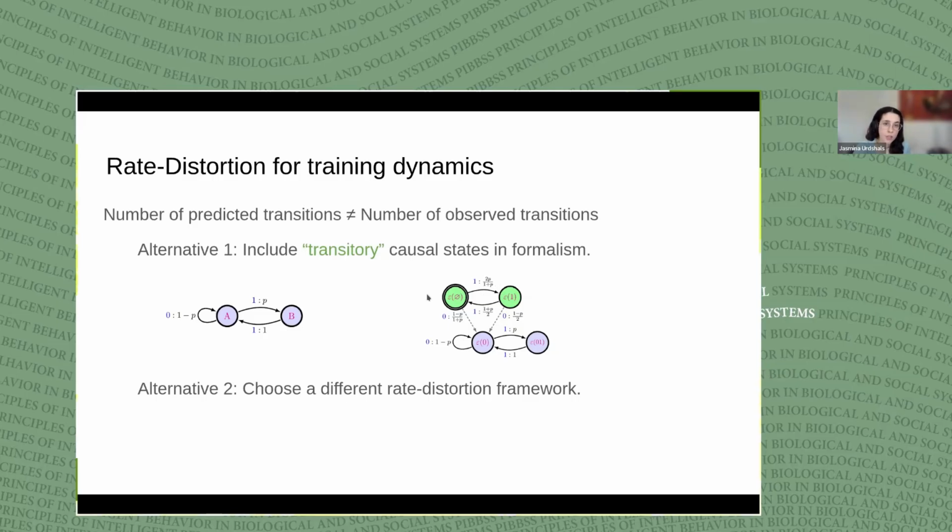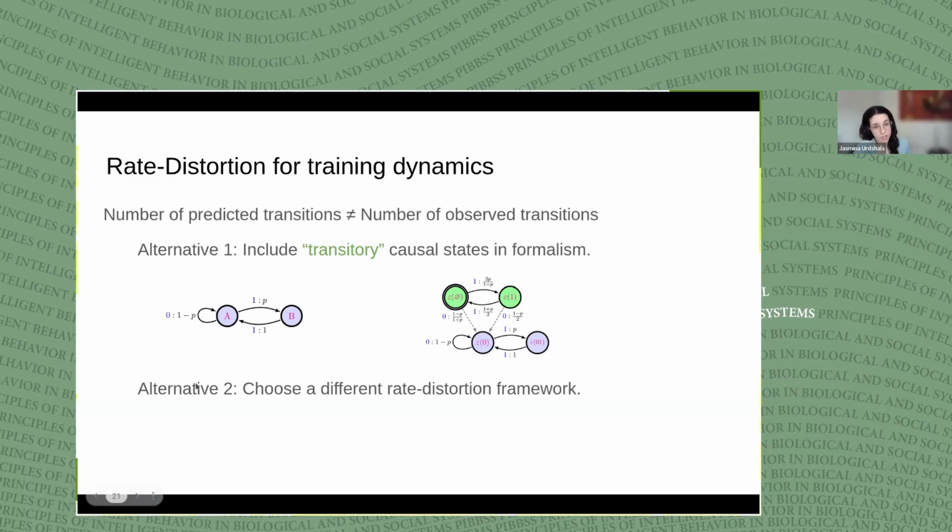But if we would include these transitory causal states in our formalism, we would expect to have more transitions, and therefore maybe also be able to find a better correspondence between the observed transitions and the theory predictions from this extended formalism.